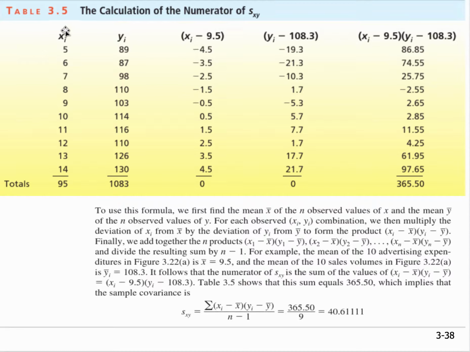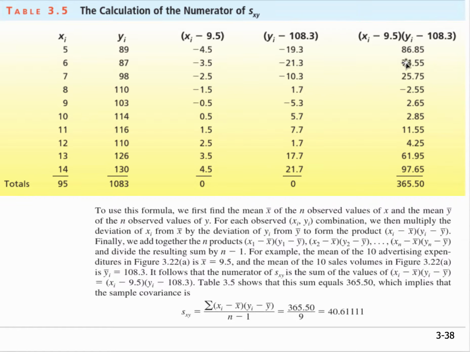So here is the X. We sum up and divide by 10 to get the mean of X, which is 9.5. Then for each value in X, like 5 minus 9.5 equals minus 4.5, etc. You do it for every item. The same for the Y. Then you multiply them and you get the following result.